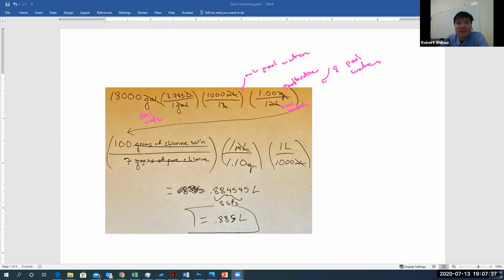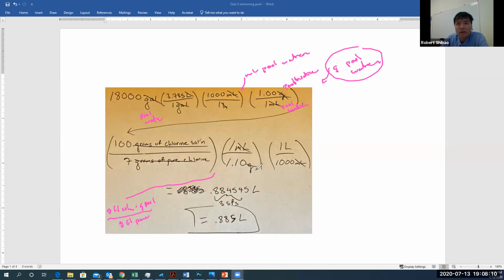Do you see what this is? This is grams of pure chlorine. And so that's not going to cancel this. And then up here, I have grams of chlorine solution. So I'm going to have very weird units. When I add this one, I have grams of chlorine solution times grams of pool water divided by grams of pure chlorine. So I have a very strange unit going on here.